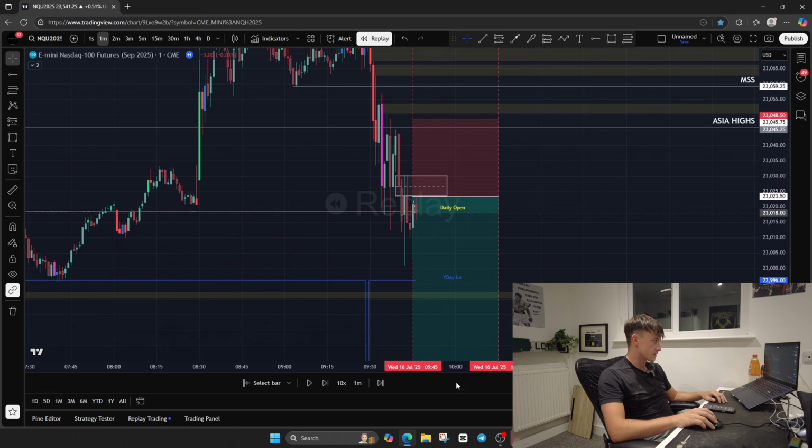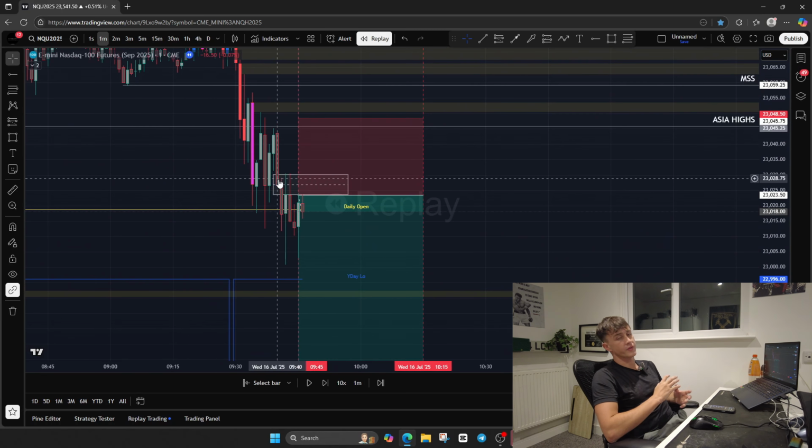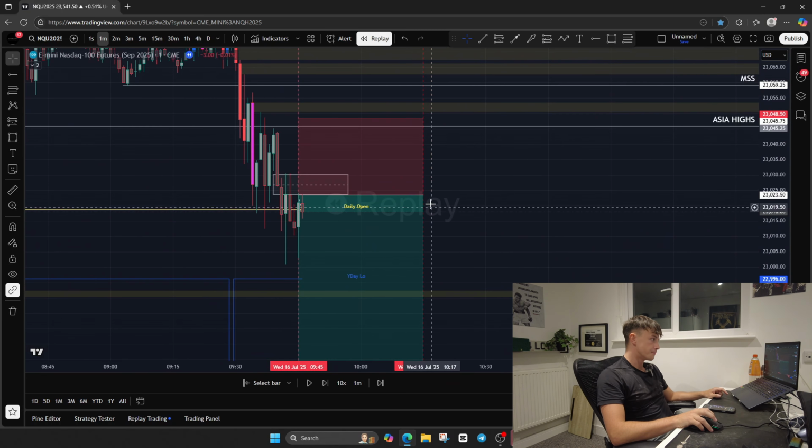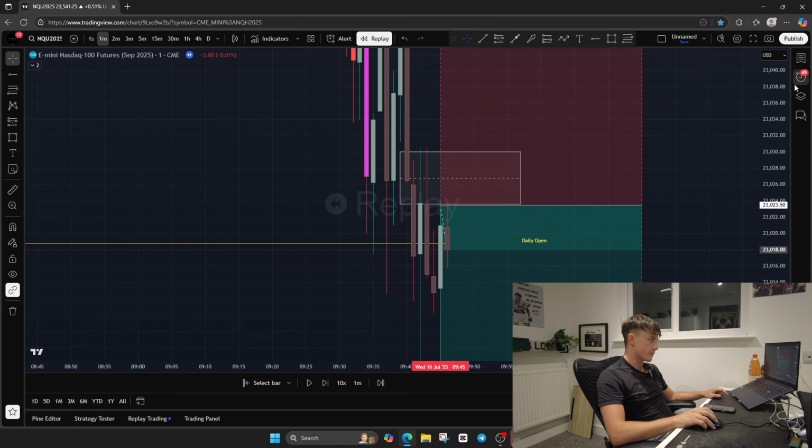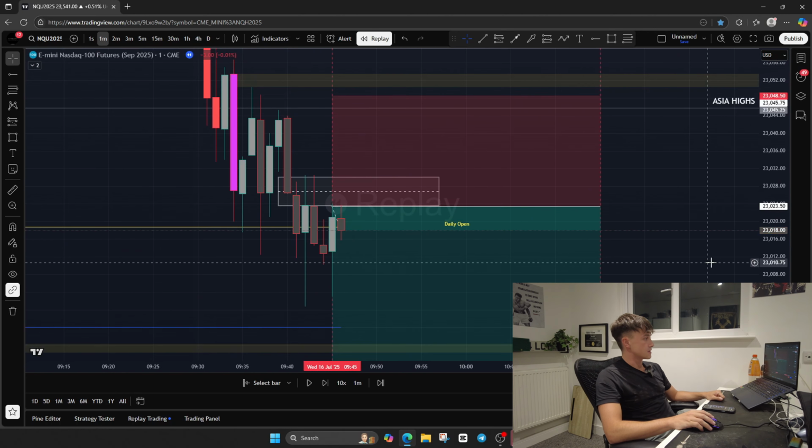So we can see right here, this is a fair value gap. I know this is a little bit more difficult to see, but if you really zoom in, you can see this is a fair value gap right here. So price has come into it, respected it, 9:45 open. I'm happy to take the trade at this point. So let's see how this plays out.